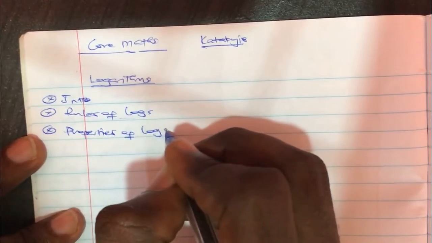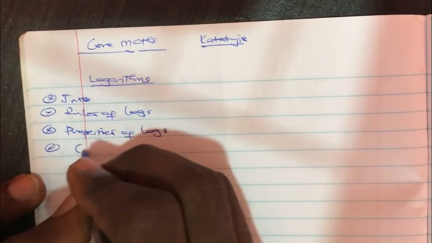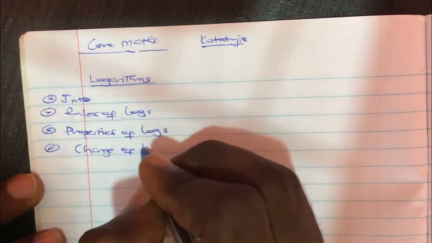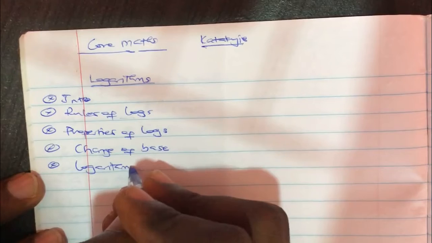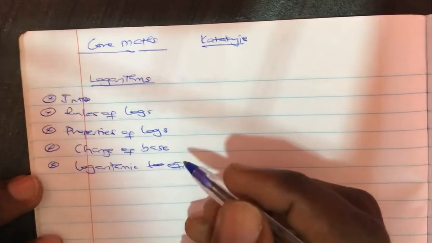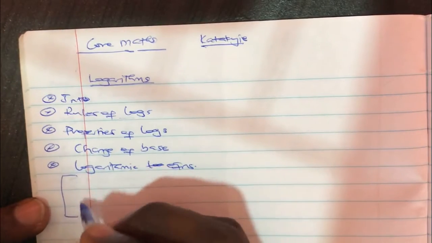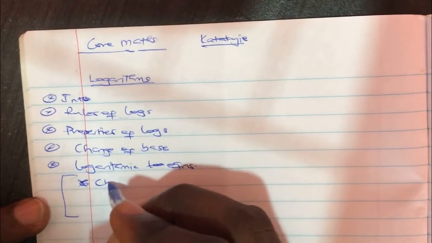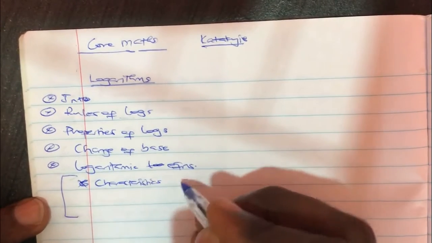I'll give an intro to the topic, and then we talk about the rules of logarithms, the short form logs. And then we're going to talk about properties of logarithms. Then we talk about change of base, and logarithmic equations, that's equations that involve logs. And then if we have time, we talk about characteristics and mantissa.